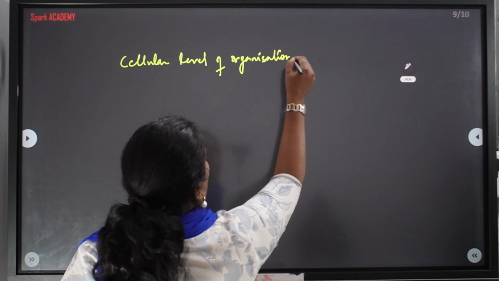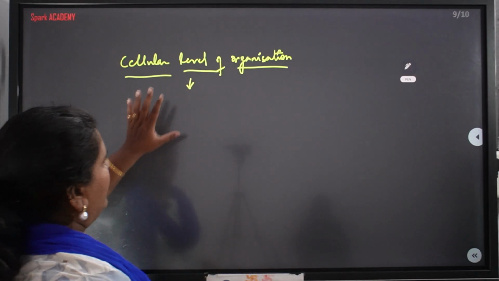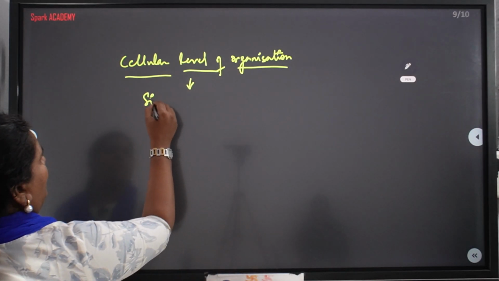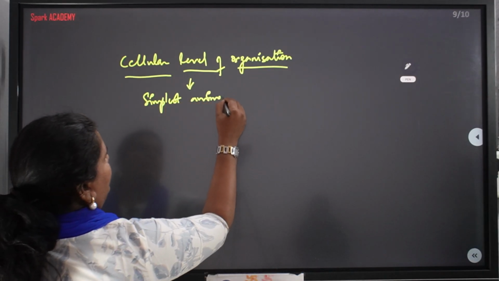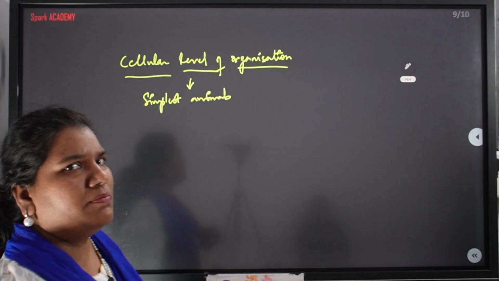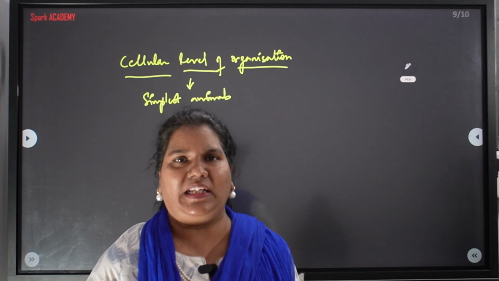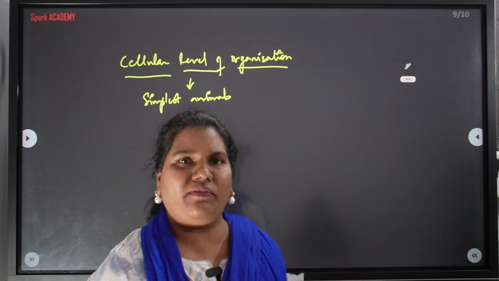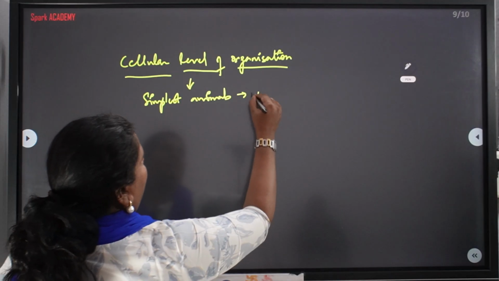What do you mean by cellular level of organization? Now these are the simplest animals, the simplest animals in the entire animal kingdom. Simplest animals means their body is made up of just cells. That is why these come under the cellular level of organization. That is why we call them simple animals.